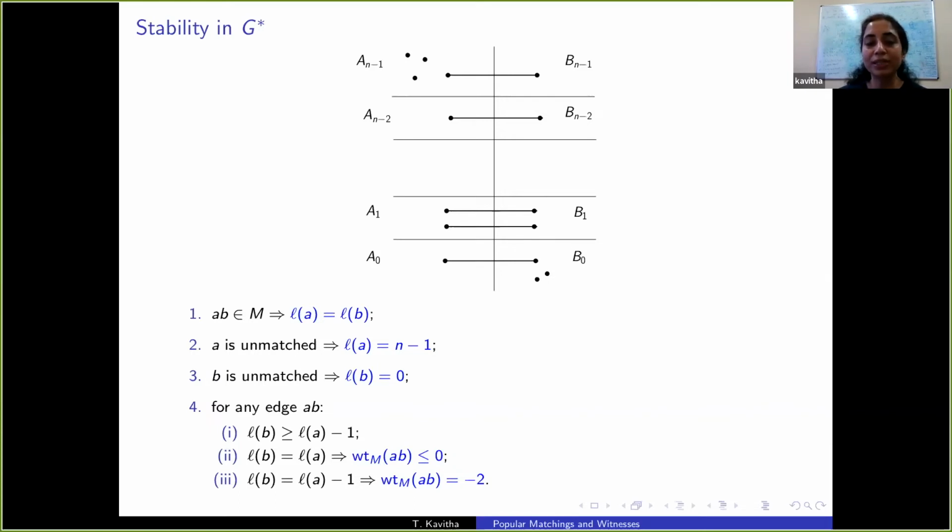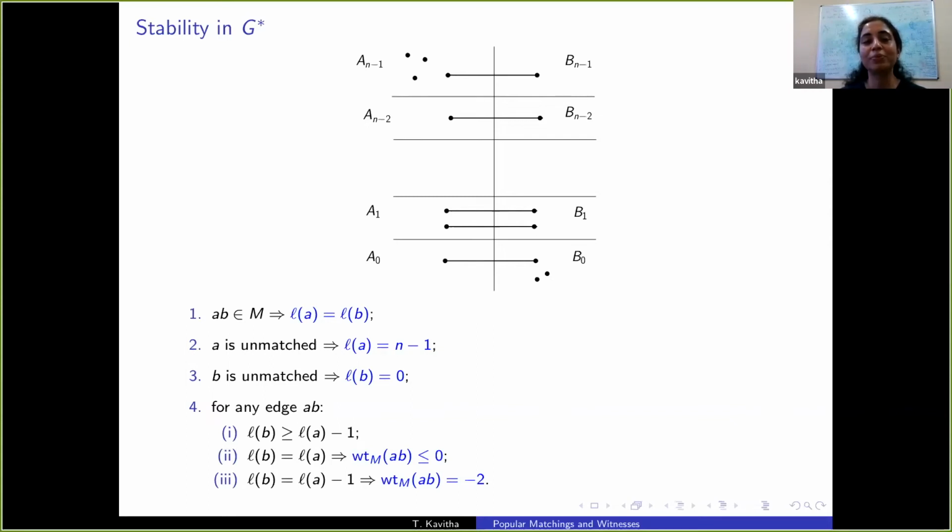And for two vertices in the same level, in fact, the edge between them cannot be a blocking edge. The edge weight has to be either 0 or -2. And for an edge AB, where B is one level below A, their edge has to be a kind of hating edge. Both of them should hate each other. So their weight is -2.